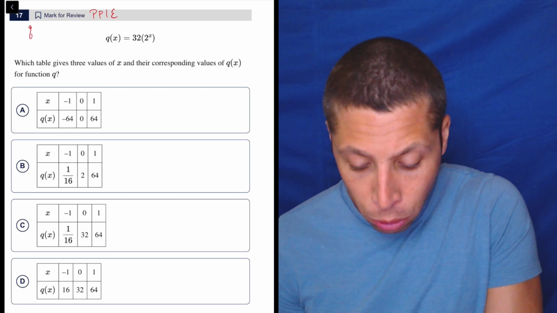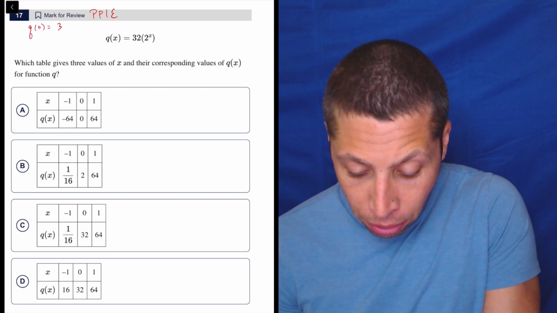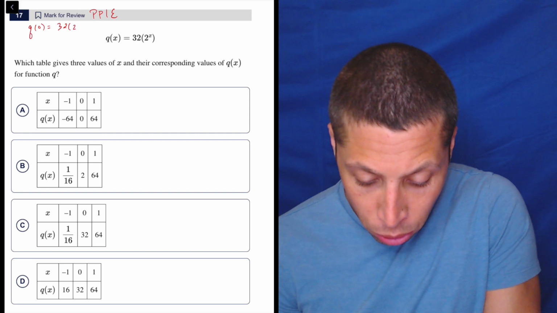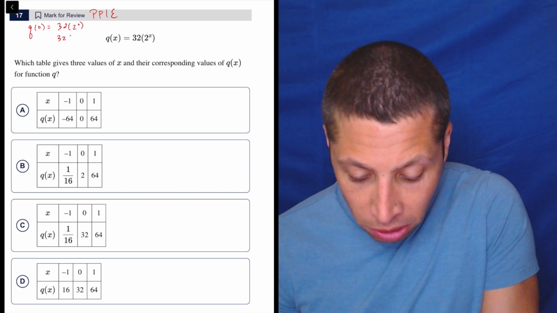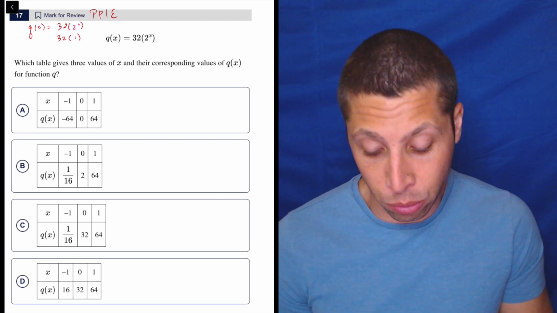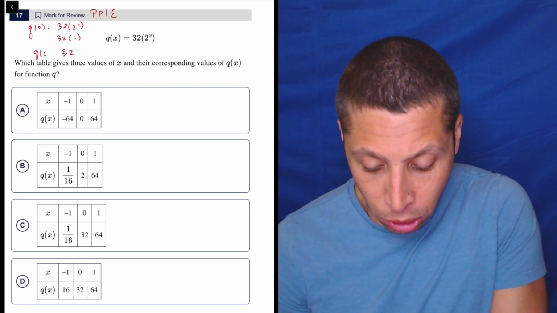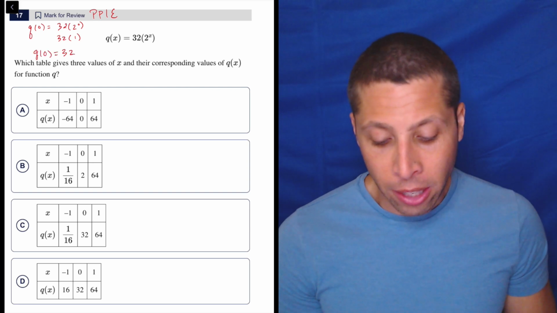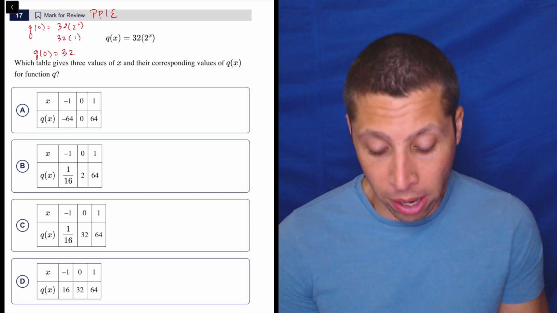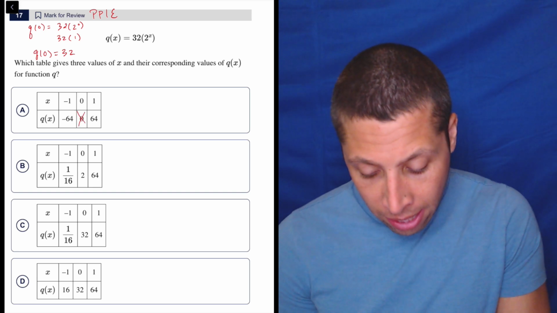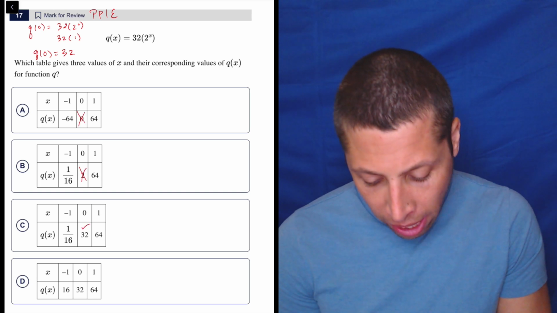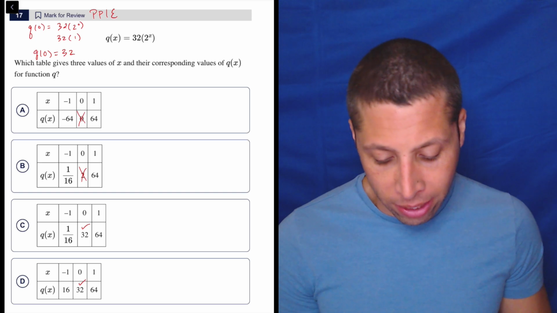So if we had q of 0, we would have 32 times 2 to the 0. Well, 2 to the 0 is 1. Anything to the 0 is 1. So this is just 32 times 1, which is 32. So q of 0 is 32. So anything that doesn't have a 32 there is gone, right? So that gets rid of choice A, gets rid of choice B. We are okay in C and D, so now we got to test something out.